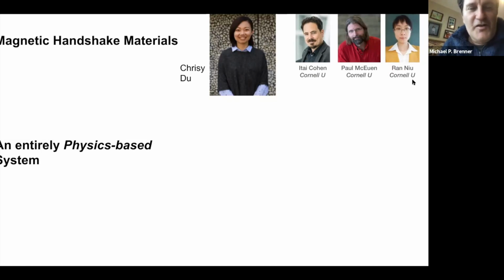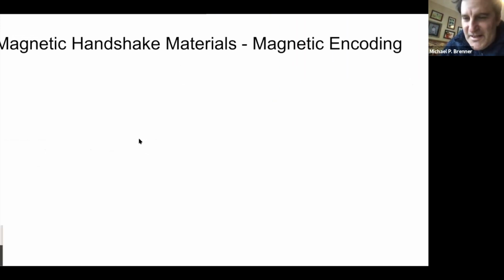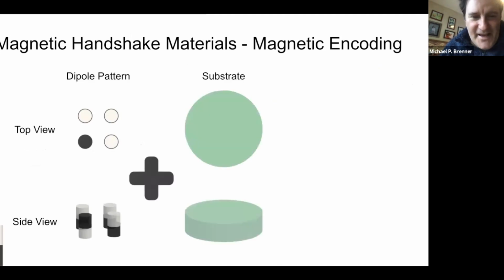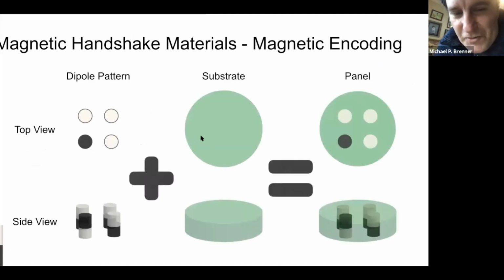So what's nice about this system is that it's entirely physics-based, and you'll see what I mean by this. So this was Chrissy, Itai, Paul's idea. You take a substrate, maybe made out of PDMS, and you print on it a dipole pattern of just magnetic dipoles. So this is the top view: positive and negative poles of a dipole. And then you use this to build panels. So now I can build panels which have some dipolar pattern on them. If you think of them as my stickers, now I've just got a new way of painting stickers. Namely, I just paint patterns of magnetic dipoles on the thing.